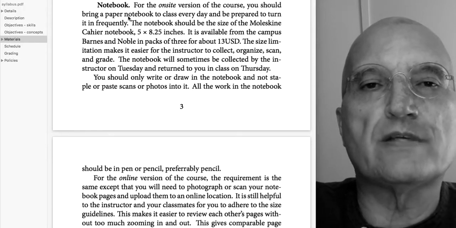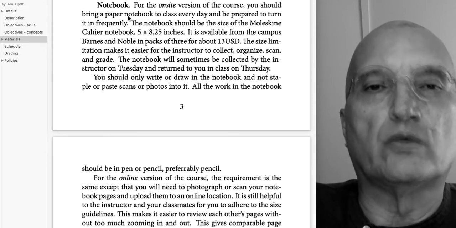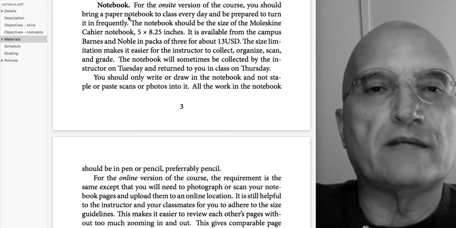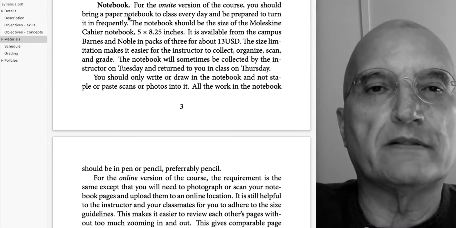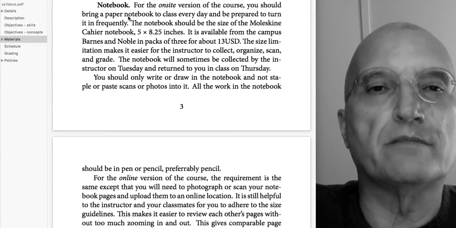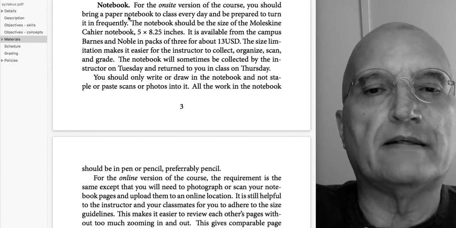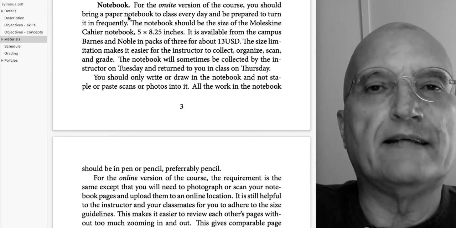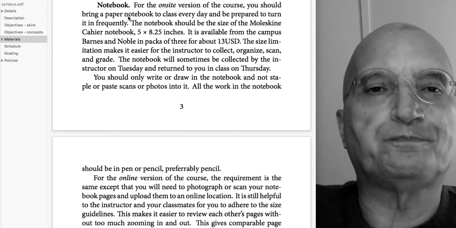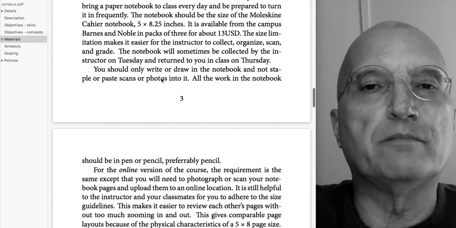And the reason is that there's a difference between the work that you do on paper that size. The human hand only has so much variability. The number 2 pencil only has so much variability. There's a huge difference between an 8.5 by 11 notebook and a 5 by 8 notebook.